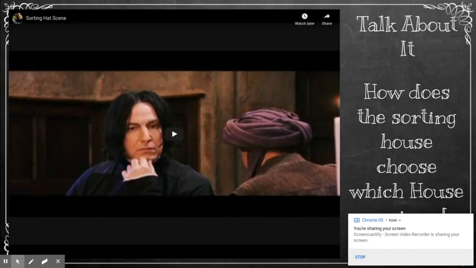But before we get started, let's have a little discussion and use some qualitative evidence to figure out how does the sorting hat choose which house a wizard is placed into. Let's look at some qualitative evidence by observing.